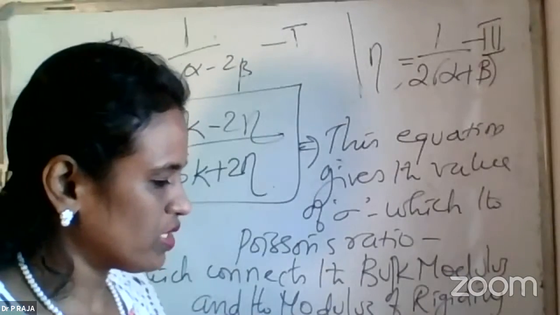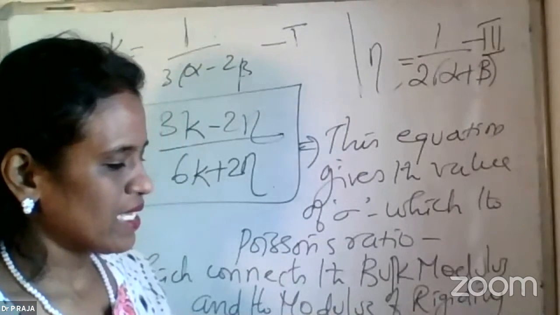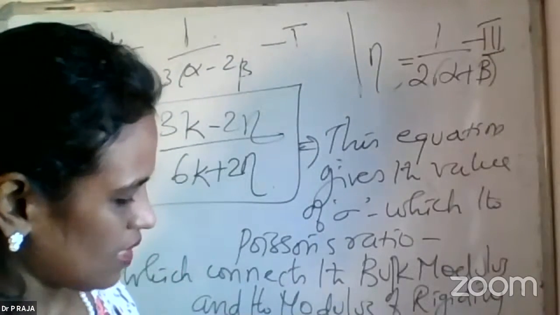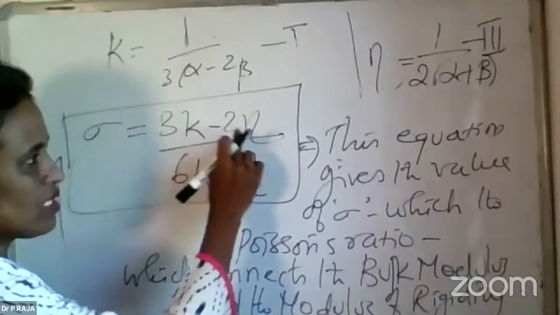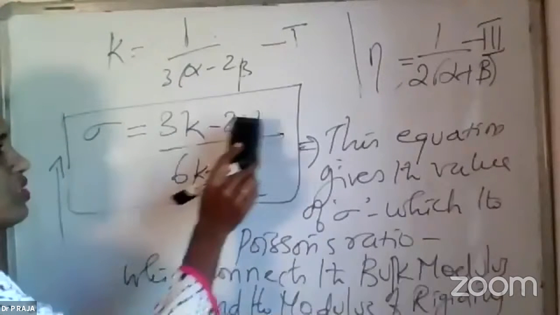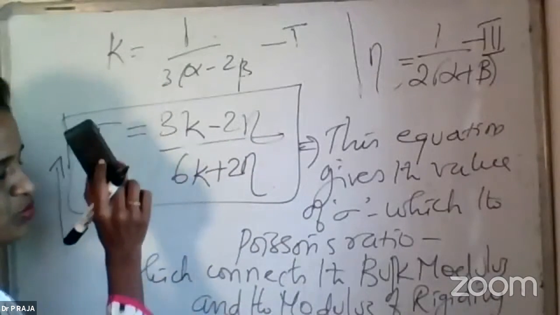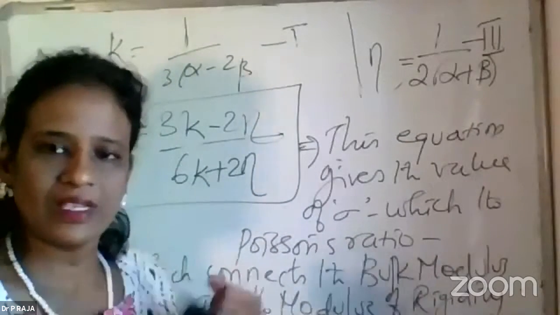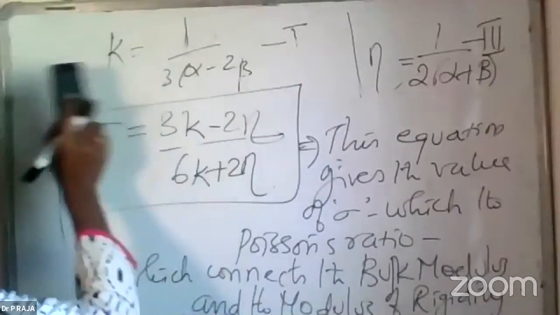Now we will move on to the relationship which connects Y, K, and eta. We got a term for sigma. Now we need to get a term for Young's modulus, bulk modulus, and the modulus of rigidity. Sigma connects both the bulk modulus and the modulus of rigidity; Young's modulus is not here. So we need another equation which connects Young's modulus, the modulus of rigidity, and the bulk modulus. That is going to be the second part.